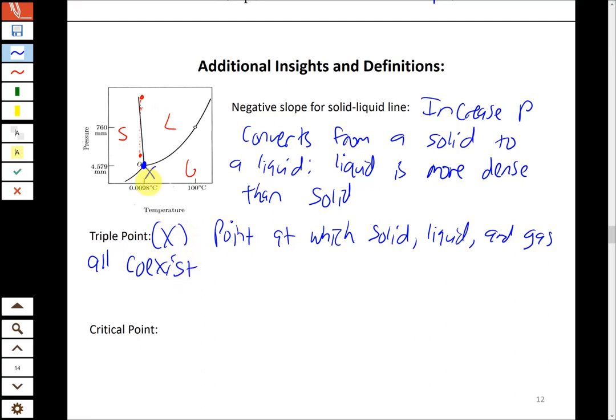As this diagram tells us, the triple point for water is 4.579 millimeters of mercury, so a pretty low pressure, and close to zero, 0.0098 degrees Celsius. So if we take water at close to 0 degrees Celsius and we lower the pressure all the way to 4.5 torr, we'll get to a point where the solid, liquid, and gas all exist together at that temperature. Under these conditions, the solid and liquid have the same vapor pressure.